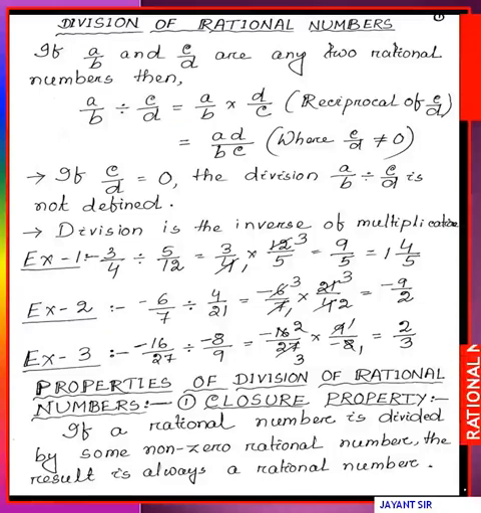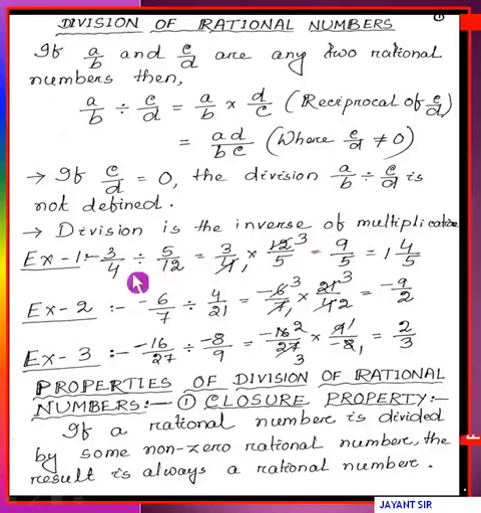Look at here, children, if c by d equals 0, how can the division be done? A by b divided by c by d is not defined, cannot be defined, and division is the inverse of multiplication.